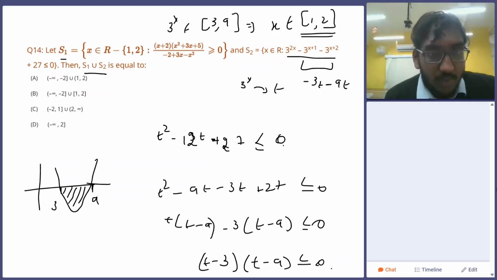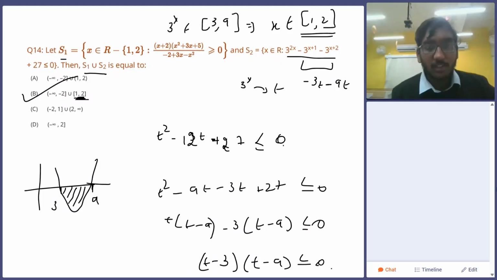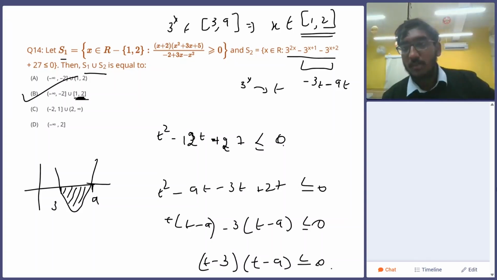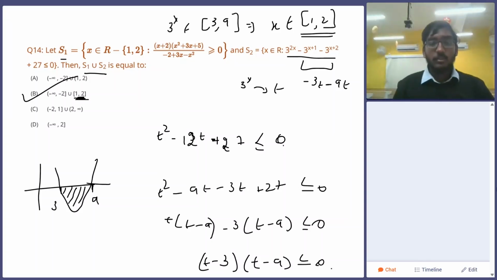So only one option will suit my particular solution of S2. So this is the answer. We need not even calculate what S1 is, because no other options will match the values we have determined for what x varies for this particular S2 set. So it is option B alone.